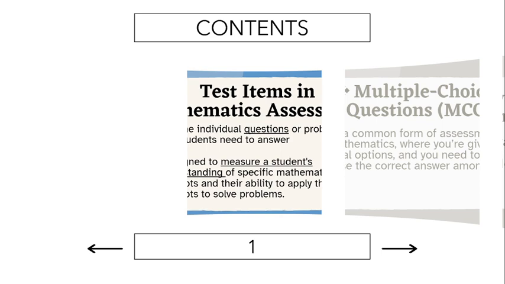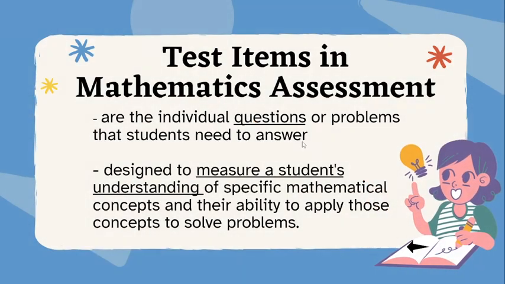So the first one is the test items in mathematics assessment. When we say test items, these are the individual questions or problems that students need to answer. It is designed to measure a student's understanding of specific mathematical concepts and their ability to apply those concepts to solve problems. So the type of test item used will depend on the specific mathematical skill or concept being assessed.